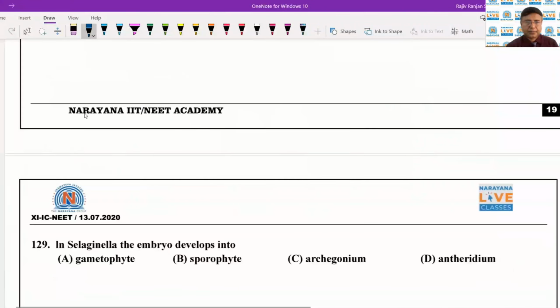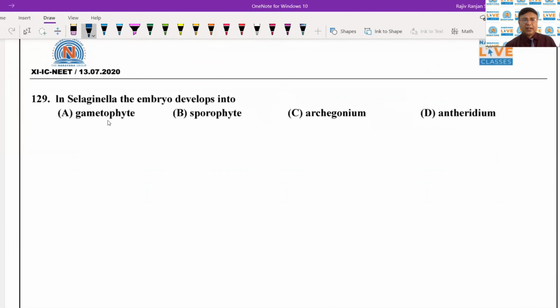So let's now switch over to the next question. There's a question number 129. In Selaginella, the embryo develops into gametophyte, sporophyte, archegonium, and antheridium. The correct answer is sporophyte. B is the correct answer.